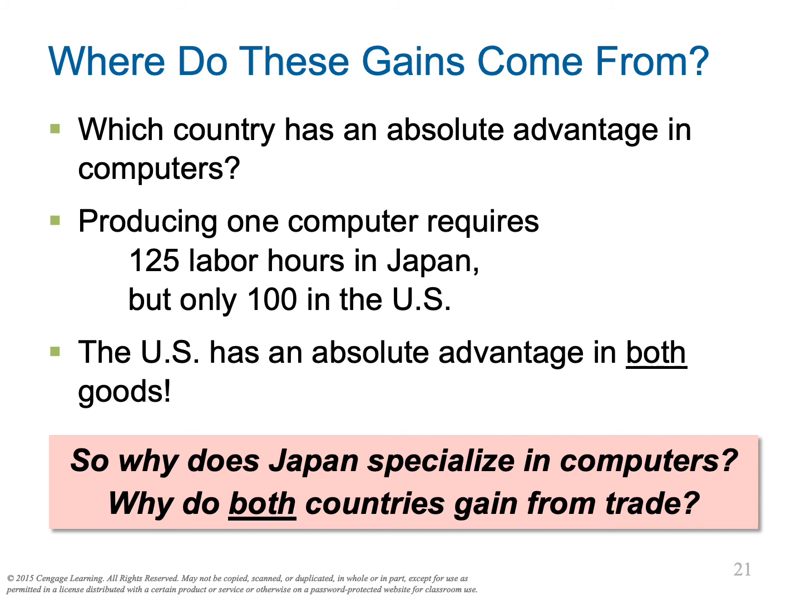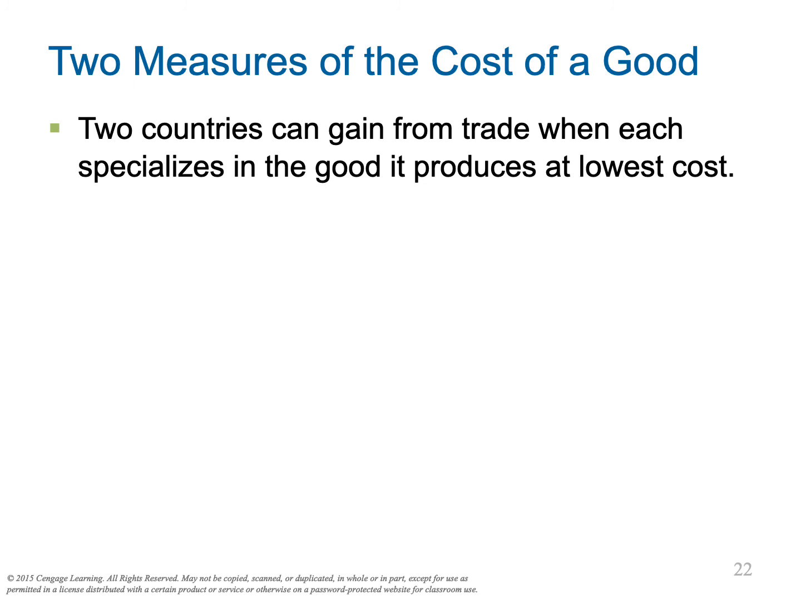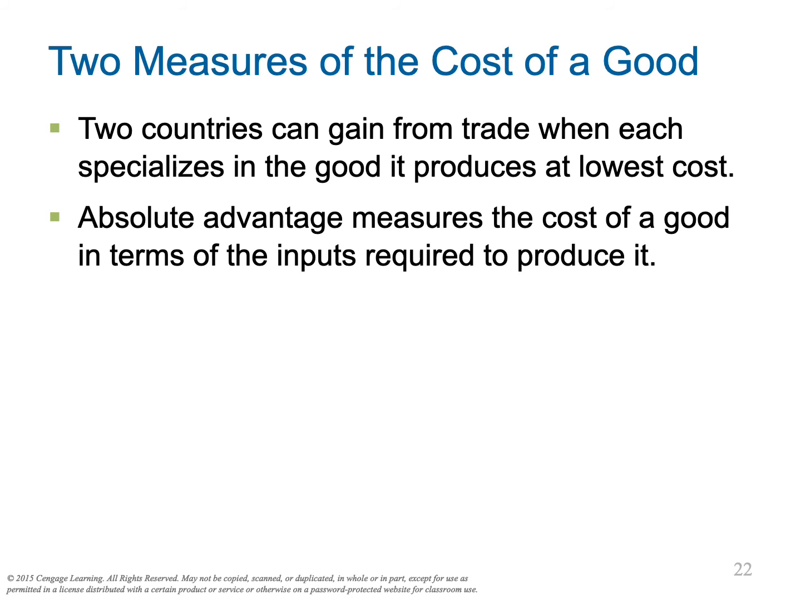Well, if this is the case, why does Japan specialize in computers? And why do both countries gain from trade? Well, it's not because of absolute advantage, since the U.S. has an absolute advantage in both things. So it must be some other type of advantage that's working here. And really what the gains from trade are coming from are the fact that the two countries have different comparative advantages. In other words, each country has a differing opportunity cost, which will ultimately here in this case be the relevant cost.